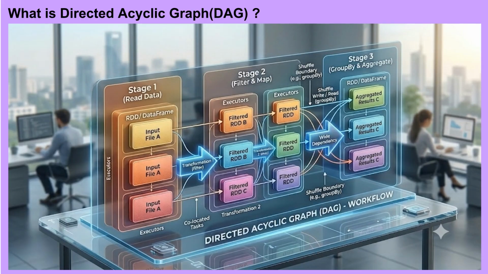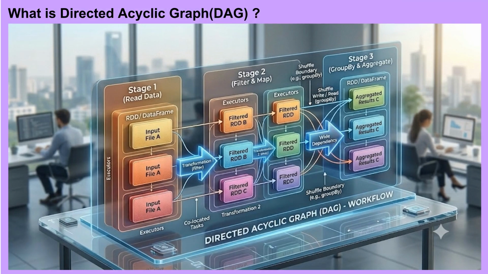In a wide dependency, multiple child partitions depend on data from the same parent partition. Operations such as groupByKey and join require a shuffle, where data is transferred across the cluster. Because of this, Spark creates a new stage, which increases execution time. Remember this interview tip. Narrow dependency means no shuffle and better performance. Wide dependency means shuffle, a new stage, and higher execution cost.